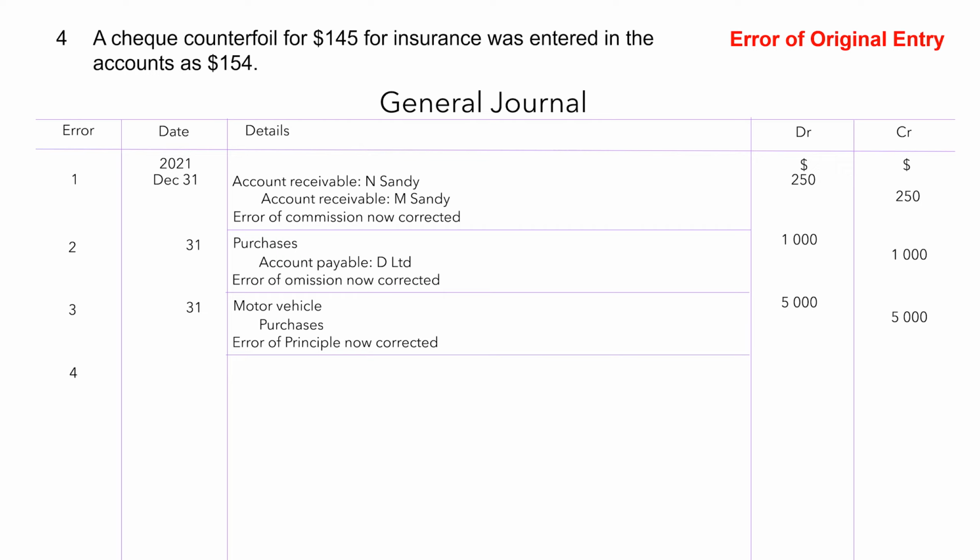General Journal. Error 4. December 31st. Bank $9 debit. Insurance $9 credit. Error of original entry now corrected.